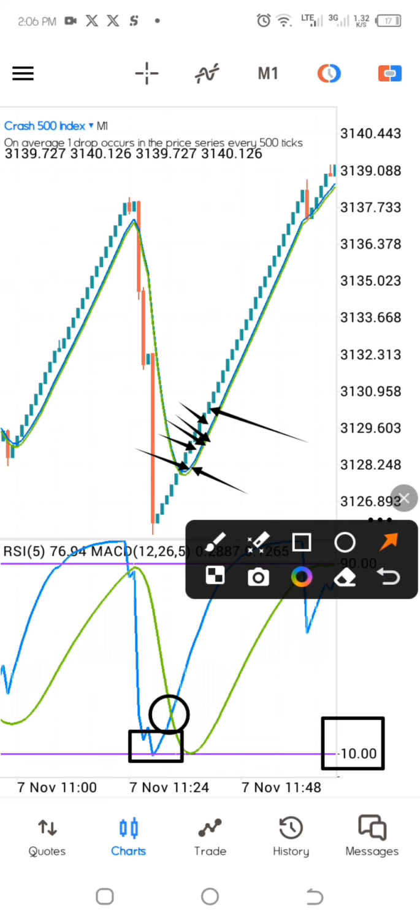Okay, so that's how it works on this strategy, and that is the best thing you can do to achieve a profitable trade using these strategies.